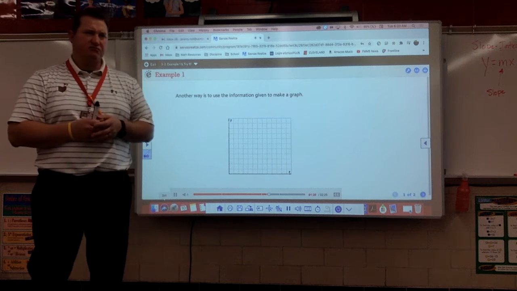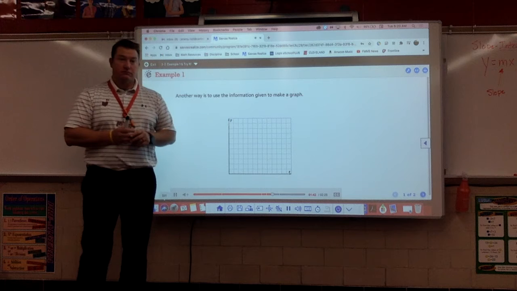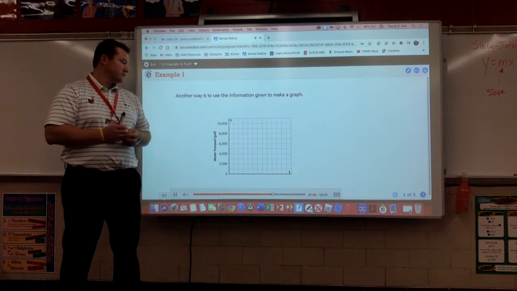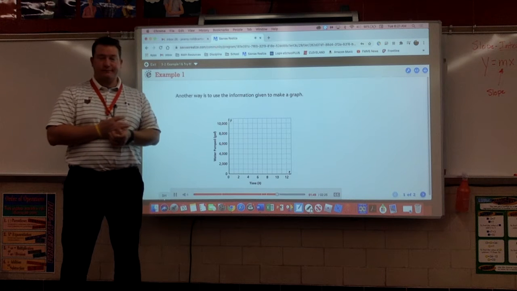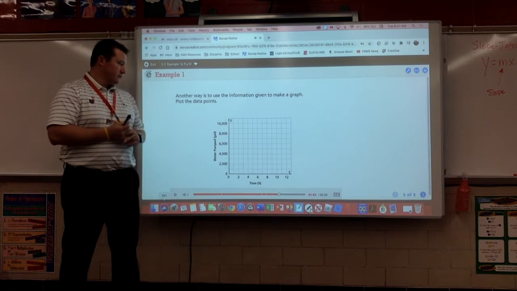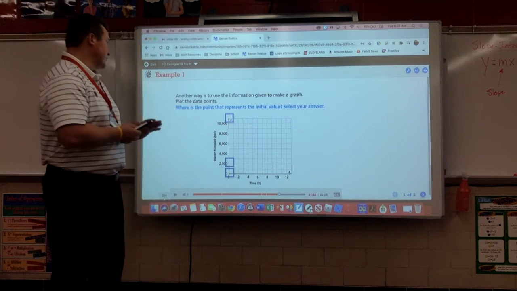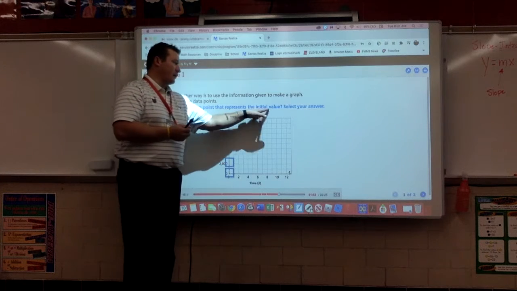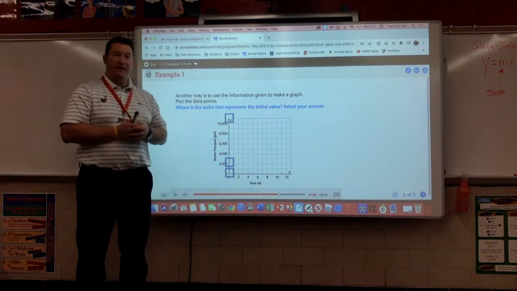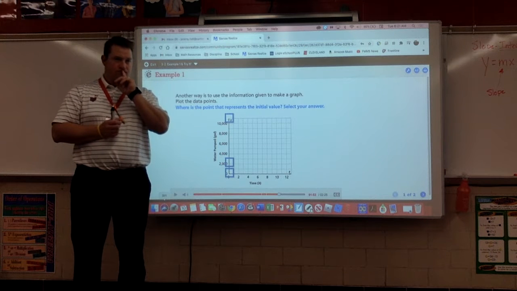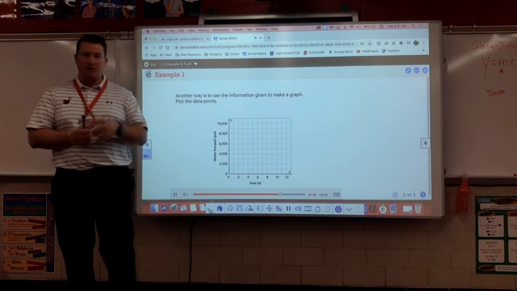Another right way to solve the problem is to use the information given to make a graph. In this graph, the y-axis shows the water pumped in gallons, and the x-axis shows time in hours. Let's plot some data points. Select your answer. Think about where this graph is going to start, guys. Where is the point that represents the initial value? Was my initial value 0, 2,000, or 10,000? Didn't they already pump out 2,000 gallons? Yeah, they already pumped out 2,000.